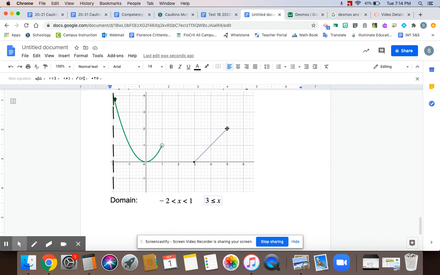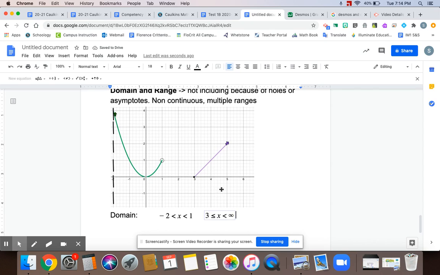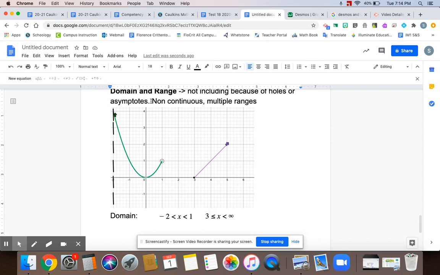Well, this graph keeps going all the way. Oh, there's an arrow. So it's actually going to keep going forever. So it's going to go until infinity. However, remember, we cannot include infinity. So I'm just going to say less than because you cannot equal infinity. So you don't want the equal sign underneath infinity.